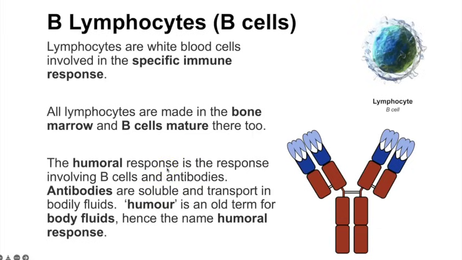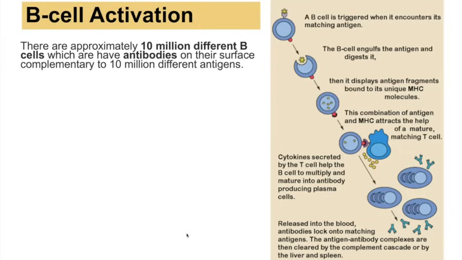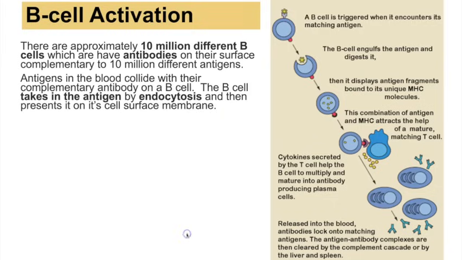This is now called the humoral response, and this is the one that involves antibodies. Antibodies are soluble and transport in bodily fluids, and humour is an old term for body fluids, and that's why this is called the humoral response. There are approximately 10 million different B cells which have antibodies on their surface, complementary to 10 million different antigens.